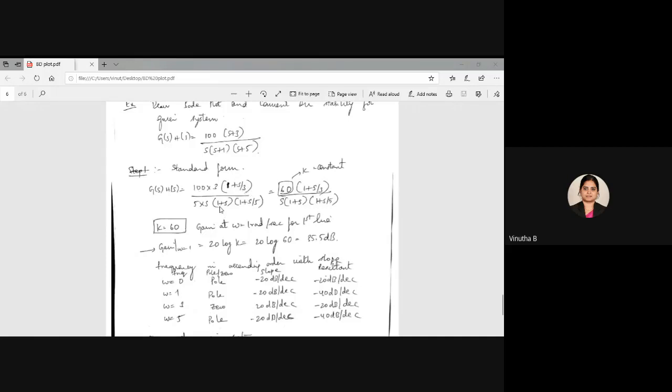So when you do that, here I have taken in the numerator 3 as common. I've taken it out. So you will get it as 1 plus s by 3. In the denominator, you can take out 5 as common. So 5 into s into 1 plus s into 1 plus s by 5. So this will give you how much? 60 into (1 plus s by 3) divided by s into (1 plus s) into (1 plus s by 5). So K is equal to 60, a constant.